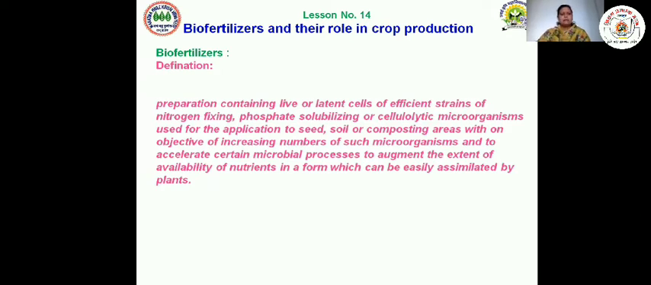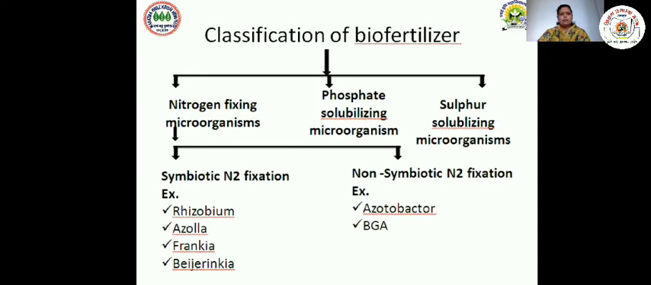For example, nitrogen fixing bacteria, phosphorus solubilizing bacteria, then sulfur solubilizing microorganisms, which are used for the application to the seed at the time of the sowing, thereby increasing the number of microorganisms in the soil and increasing the availability of nutrient in an available form. This is the definition of biofertilizer.